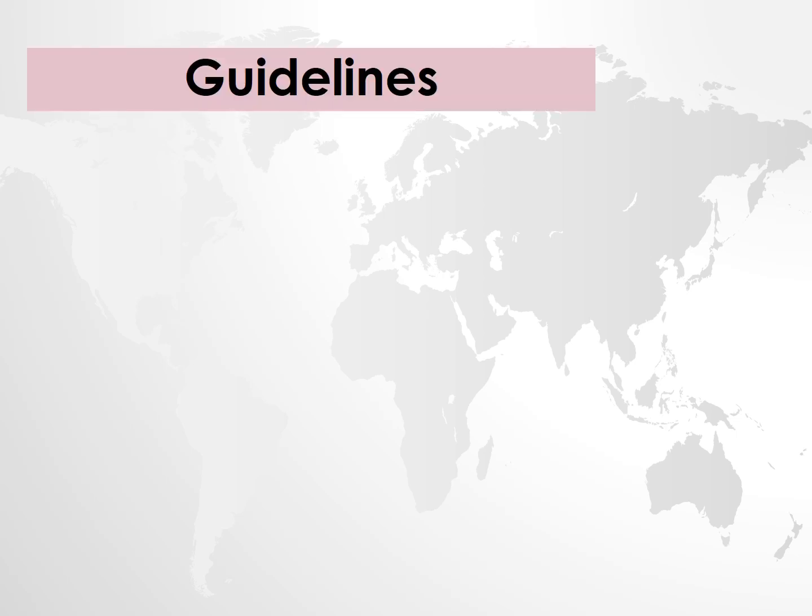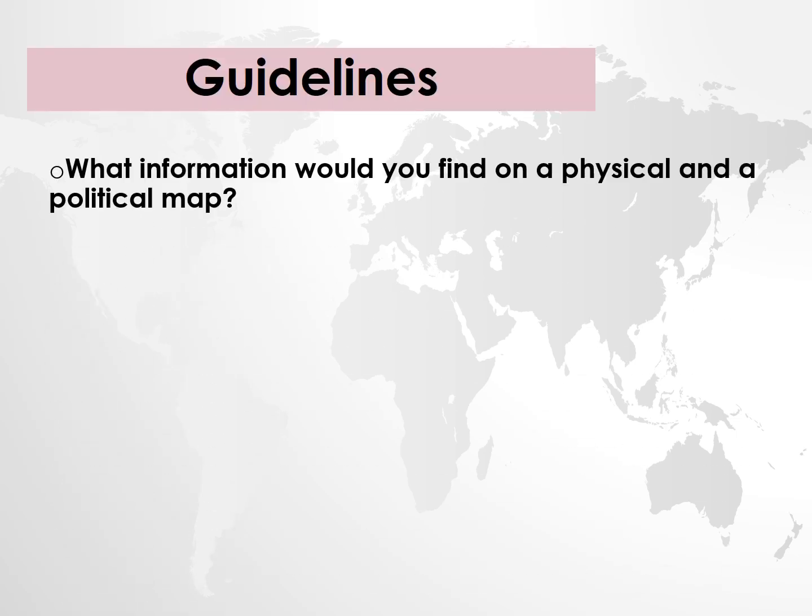Now we will go through the answers of the questions. The first question is, what information would you find on a physical and a political map? So here they're asking us what information we get when we open a physical map and a political map. So a physical map shows us the hills, mountains, rivers, valleys and other landforms. Whereas when we look at a political map, it shows us the towns, the cities and borders between the countries.